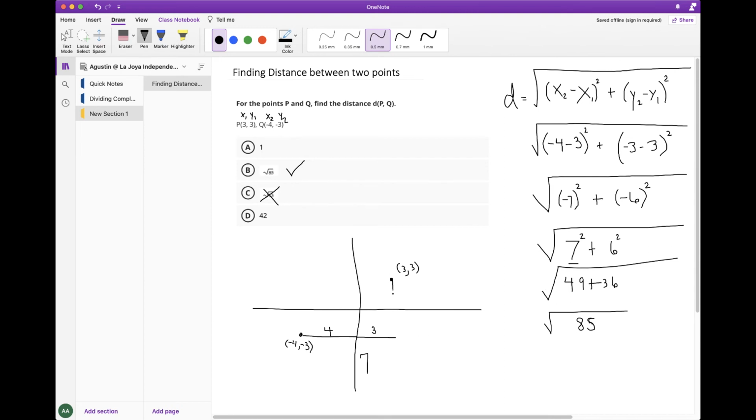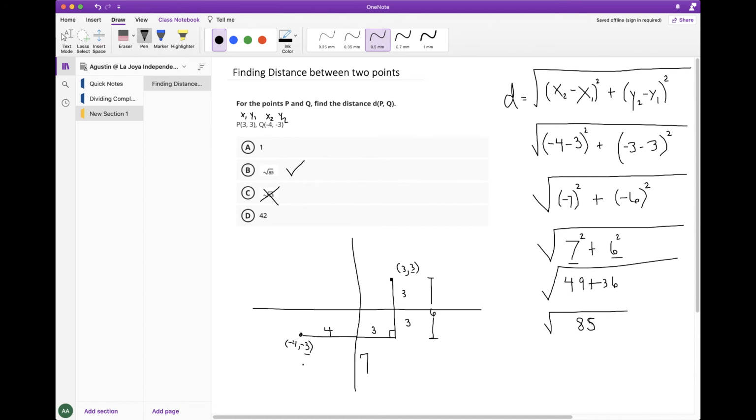And then our rise, this right here, and again, we're doing this based on the right triangle. Our rise is going to be, since this is a negative 3, it's 3 down, so 3 this way. And then this is a positive 3, so 3 up. So that makes it a total of 6. And that's how we got this 6 from.